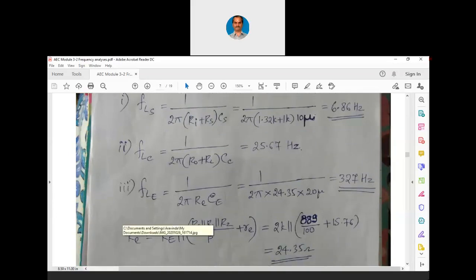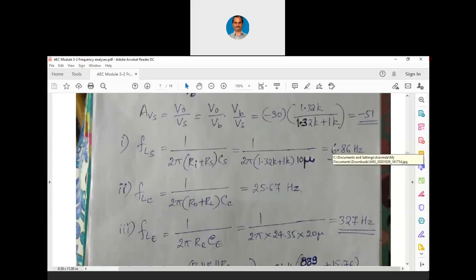Let me show you this RE now. RE is capital RE parallel with, now we have to consider this RS also. Yesterday we had considered only R1 parallel with R2 divided by beta, but now that RS is also present there in the AC analysis of the circuitry. So we have to consider RS parallel with R1 parallel with R2 divided by beta plus small re, and we get around 24.35 ohms. And then we get FLE as 327 Hertz.